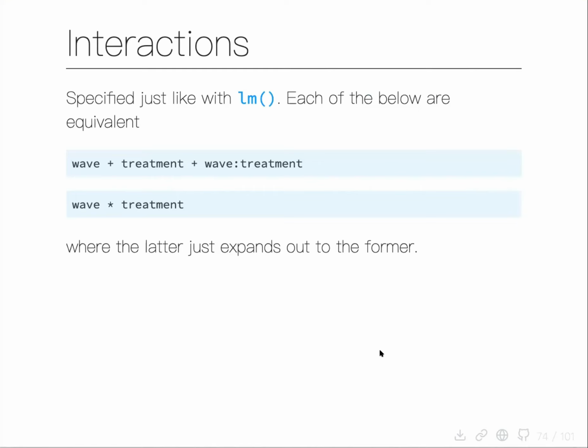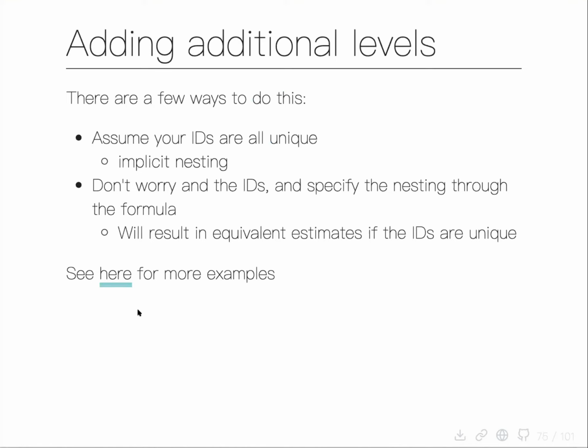All right. So for interactions, if you're used to LM, the code for interactions with LMER from LME4 is exactly the same. Okay, so both of these are equivalent. This is saying wave and treatment as main effects, and then wave colon treatment is the interaction. Okay, you can also specify it like this, which just expands out into this. So this is saying a main effect for wave, a main effect for treatment, and their interaction. Okay, either of those are equivalent. If you want to add additional levels, it's fairly straightforward. Okay, all we're going to do is just add additional parentheses and specify what those levels are.